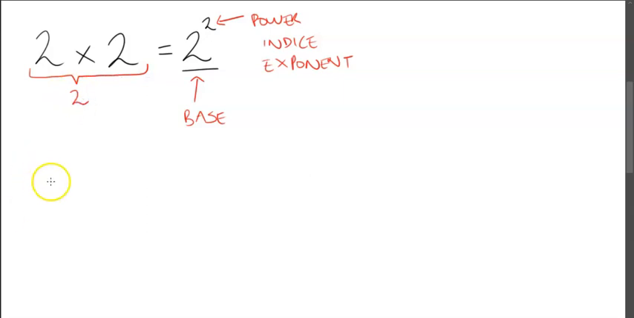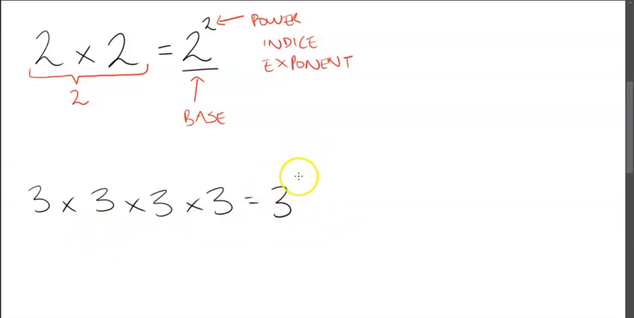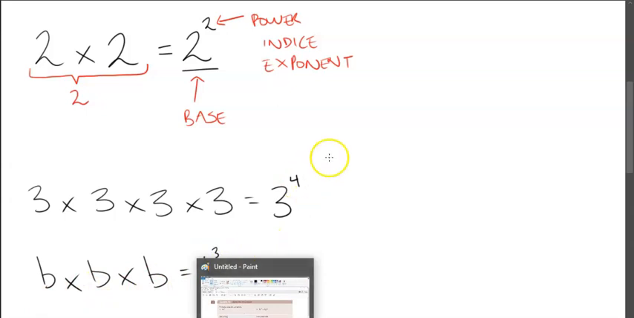So for example, if I were to do 3 times 3 times 3 times 3, this is equal to the base, which is 3, to the power of 4, because there are 4 lots of this 3 being multiplied. Now remember, it can only work with multiplication. If it's being added, you don't use this power or indice notation, okay? And this also works for letters as well. So if I were to have b times b times b, this is equal to b, which is the base, to the power of 3, okay?